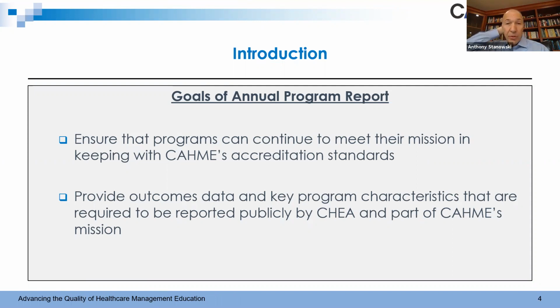Just to remind people, the reason why we do this annual report is for 2 reasons. Number 1, as an accreditor, we want to make sure that our programs can continue to meet their mission in keeping with our accreditation standards. So there are questions on the survey that ask, has anything changed substantially since last year in certain areas? Those are the things that we're responsible for monitoring as accreditors. The second is to provide outcomes data and key program characteristics that we're required to report publicly by CHEA, which is the Council for Higher Education Accreditation. This is also part of CAHME's mission to provide information and let the public know how our programs are doing and meeting our standards and outcomes. So those are the 2 key reasons why we do this annual report.